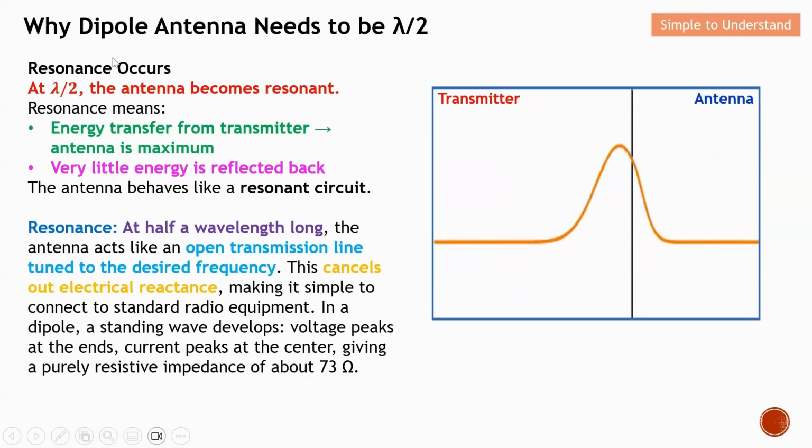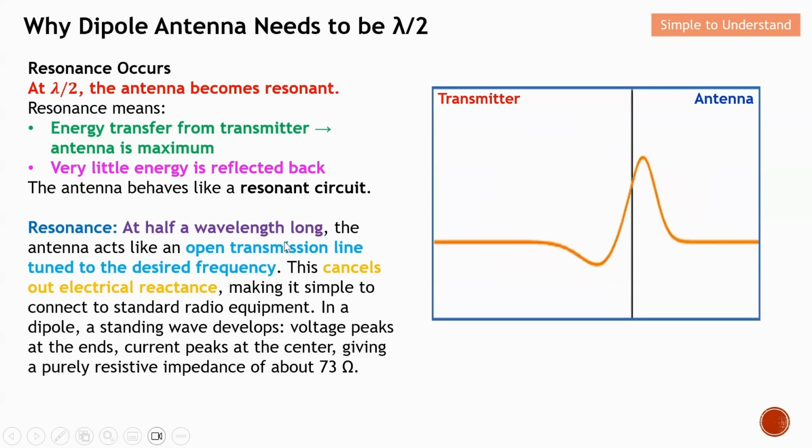Resonance occurs when the dipole antenna is around half of a wavelength. What does resonance mean? It simply means that the energy transfer from the transmitter to the antenna is maximum. Let's look at this diagram to understand better. This is a wave transmitted from the transmitter to the antenna. With resonance, the majority of the signal is transferred from the transmitter to the antenna, and very little is reflected back. This is why it is important to be resonant: close to 100% is transferred from the transmitter to the antenna, and very little is reflected back. So with resonance, the antenna is required to be half of a wavelength.